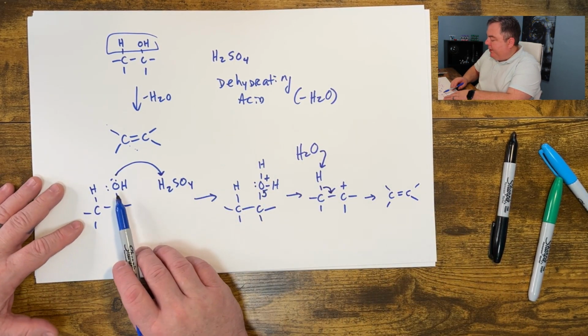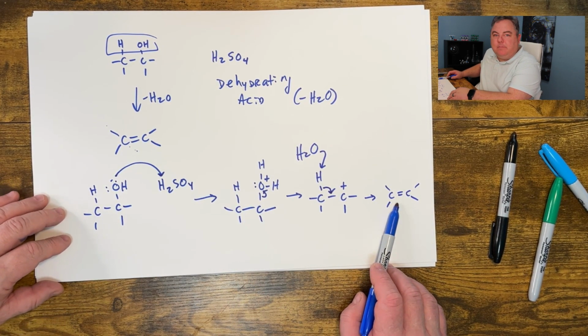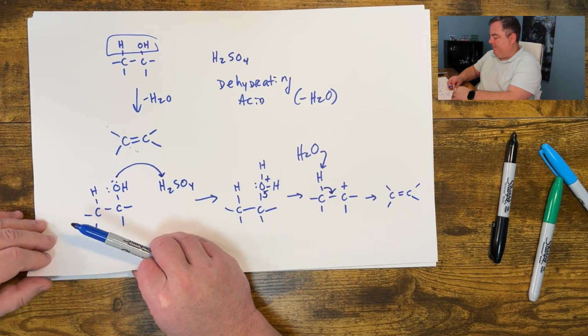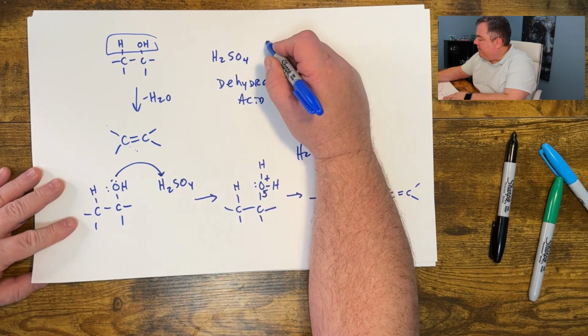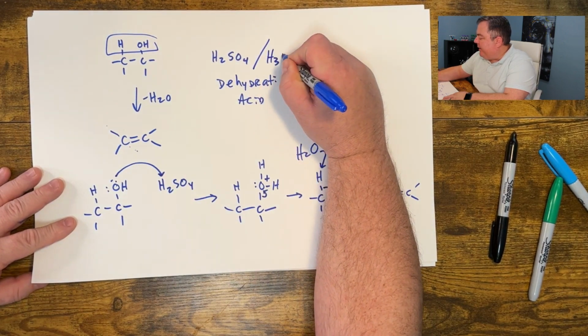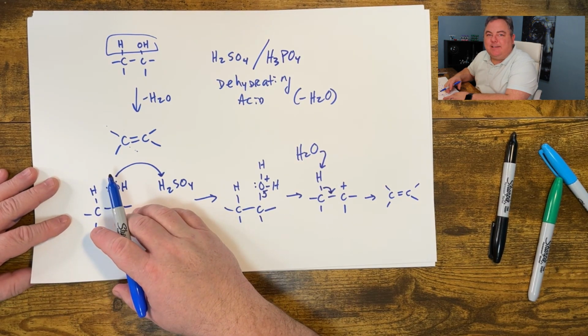So that's one way of turning an alcohol into a good leaving group to help water leave to make a double bond when I'm done. You can use sulfuric acid for that. Sometimes you see phosphoric acid being used for that. Both of those are dehydrating acids.